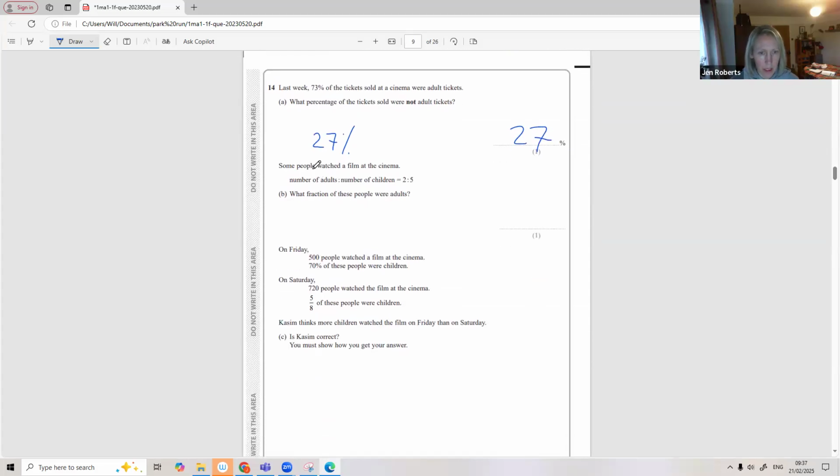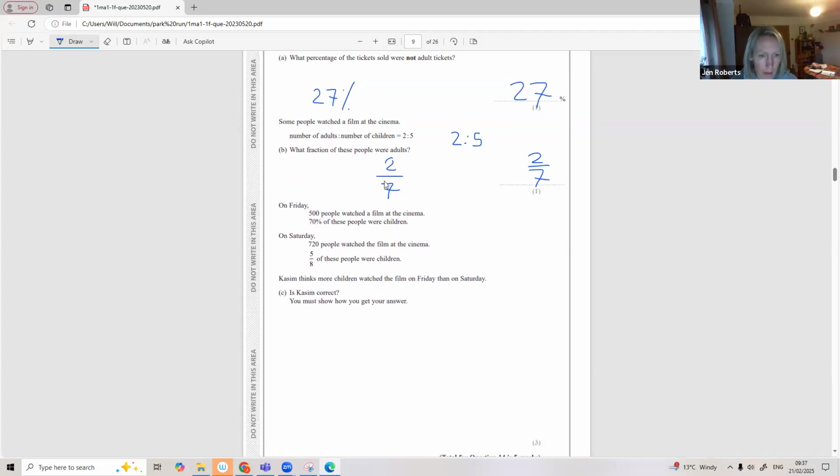Some people watched a film at the cinema. The ratio of number of adults to number of children is 2 to 5. This is in its simplest form. So for every 2 adults, we've got 5 children. Imagine we've got 7 parts altogether, or 7 people in total. What fraction are adults? We've got 2 adults out of a total of 7, so it's just 2/7.